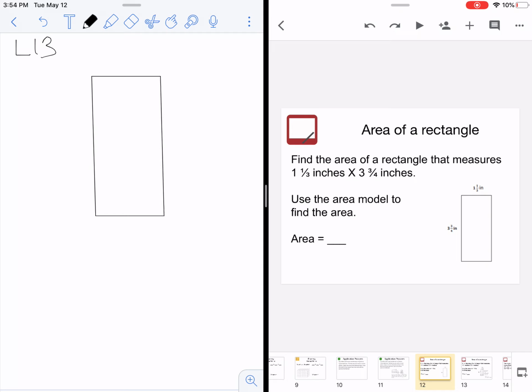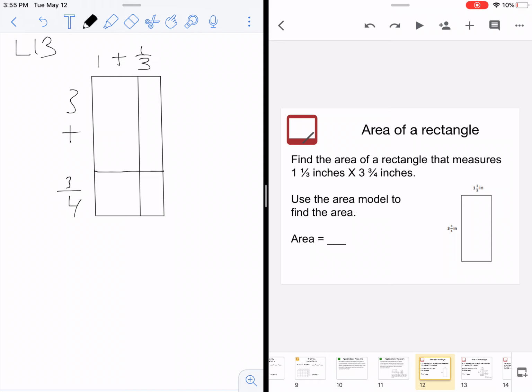Okay, and remember when we are doing the area model, we decompose this into 1 plus 1/3 and 3 plus 3/4. Okay, so area model looks like this. Okay, area model looks like this. And then we multiply, and then we'll add together our totals.